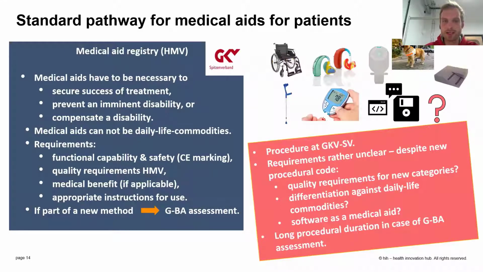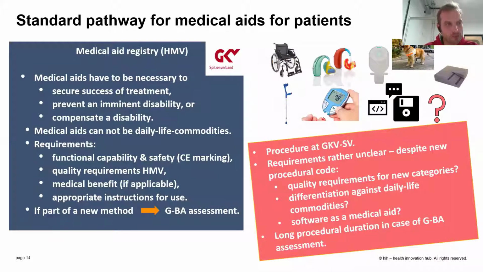But one big problem with this system is that it's based at the GKV-SV, this umbrella organization of the health insurance funds. This basically means the one who is deciding about the acceptance and the reimbursement is only the statutory health insurances themselves. And as you might guess, health insurance funds are not too prone to have a new solution in the system that they have to pay for in addition to already existing solutions.